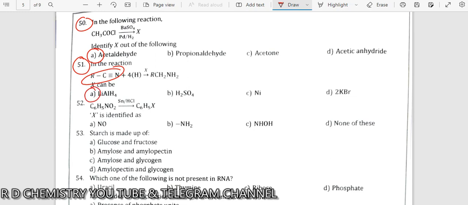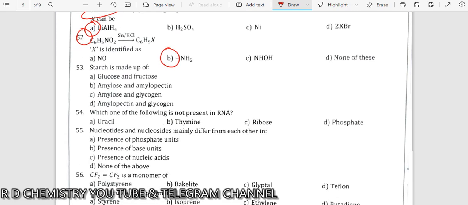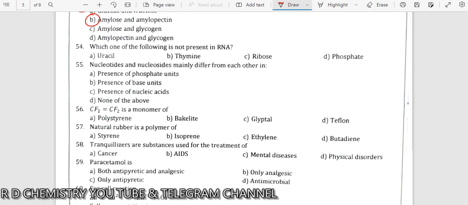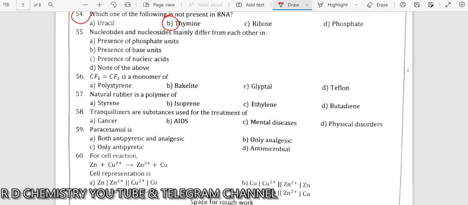Reducing agent. Question number 52, amines chapter. Answer is option number B. Question number 53 is from the carbohydrates biomolecules. Answer is option number B. Starch is made of amylose and amylopectin. Question number 54 is from RNA, DNA biomolecules. Answer is option number B. Question number 55 again from RNA, DNA, nucleotide, nucleosides. Answer is option number A, phosphate units.